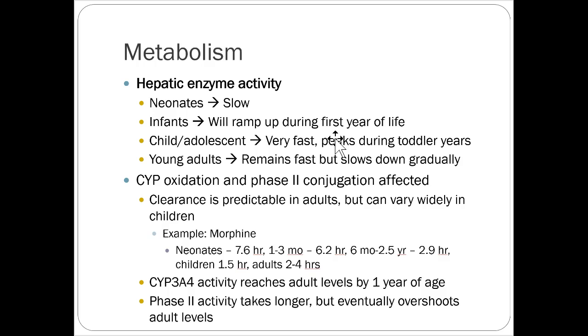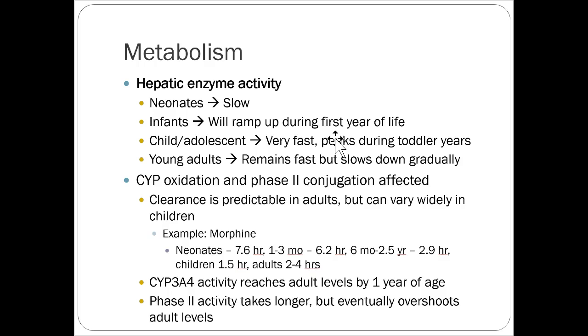Hepatic enzyme activity, of course, is one of the things we love the most about drugs and understanding their metabolism. This is one of the things that is a bit easier to understand, I think, than the rest. The other two, distribution and protein binding, have kind of a theoretical impact. This is pretty solid. When you're looking at hepatic enzyme activity, neonates start pretty slow. Infants ramp up towards the end of their first year of life, and then children and adolescents are really fast. It peaks usually during the toddler years, and that remains pretty fast through the young adult years too.